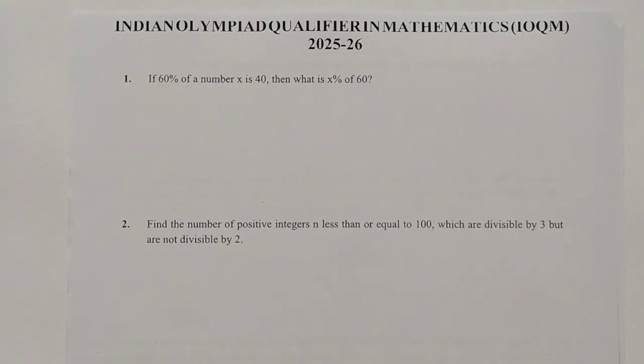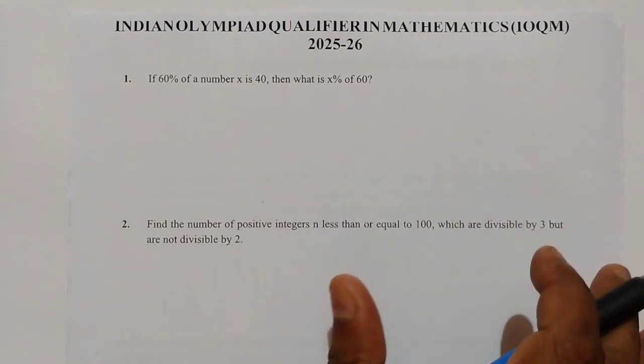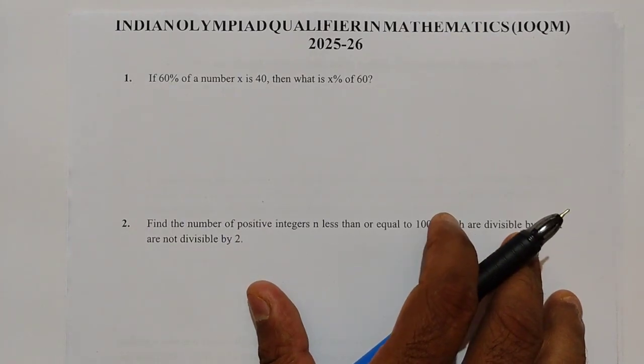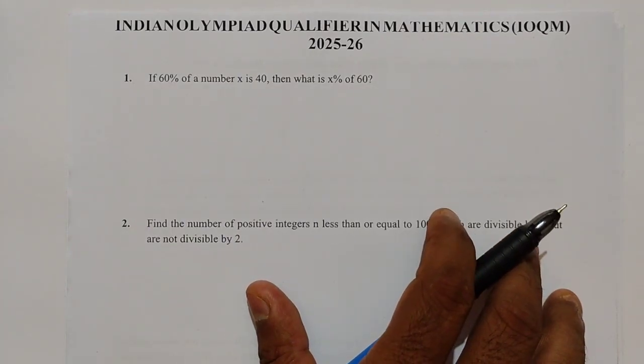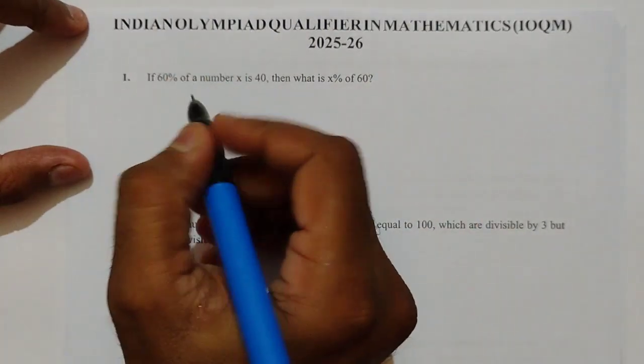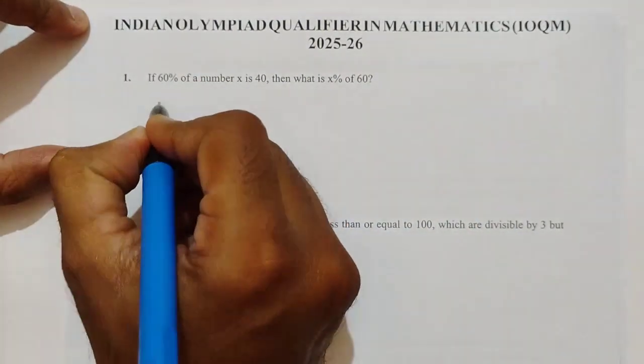This is the first problem, and it is a very simple question. I think every student can attempt and solve this problem. Number one: if 60% of a number x is 40, then what is x percent of 60? We can simply solve this as follows.